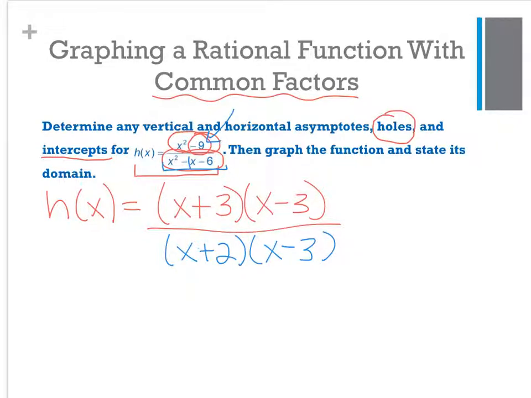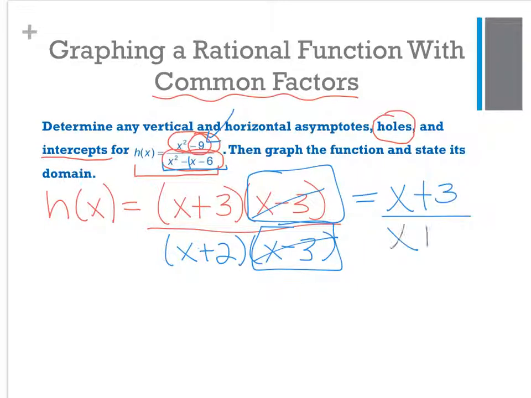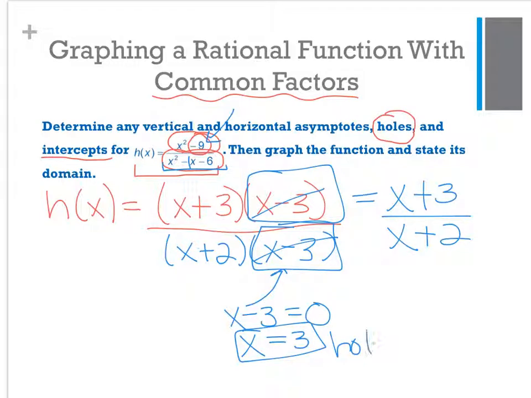So, what you can see here is that we have a common factor of x minus 3 in the numerator and the denominator, so that factor cancels out. Now, that leaves me with the function x plus 3 over x plus 2. However, this cancellation of a common factor creates a hole in our graph whenever x minus 3 equals 0. So if x minus 3 equals 0, that means x equals 3. That is going to give me a hole in my graph.